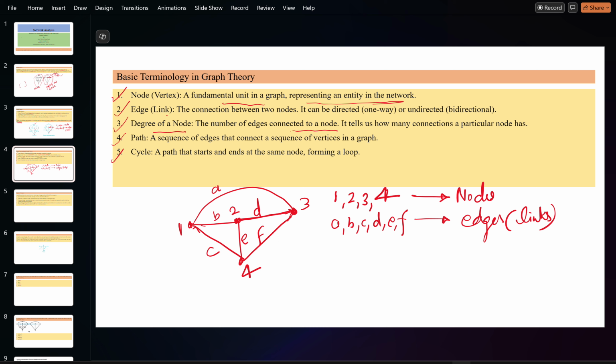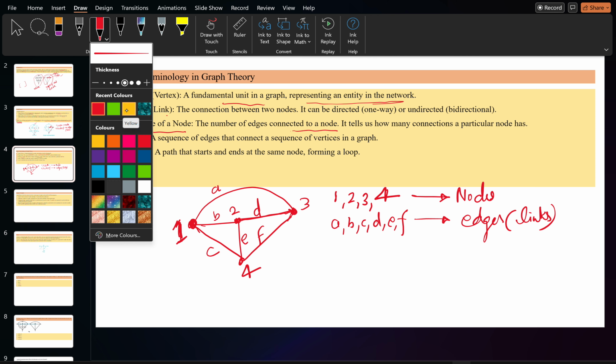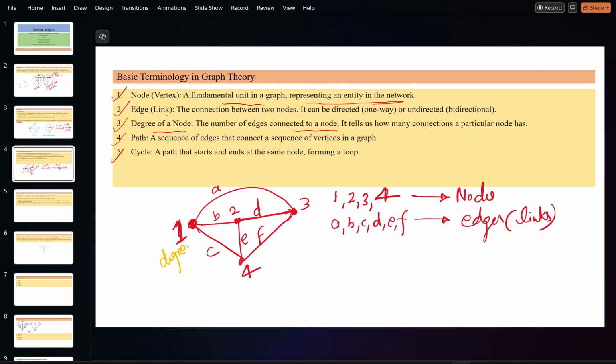Degree of a node means the number of edges which are connected to the node. Suppose in this graph I am considering node 1, and I am interested in finding out the degree of this node 1. For finding the degree, there are three connection points here. So there are three edges connecting to this node, so its degree is considered as 3. What about node 3? Here also three connecting branches are there, so it also has degree 3. Okay, so these are the node definition, edge definition, and the degree of the node.